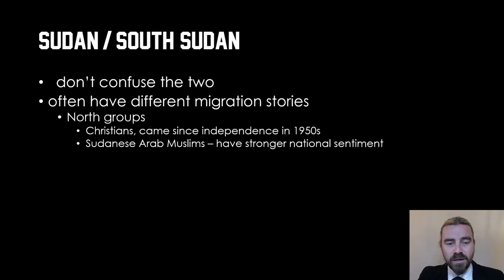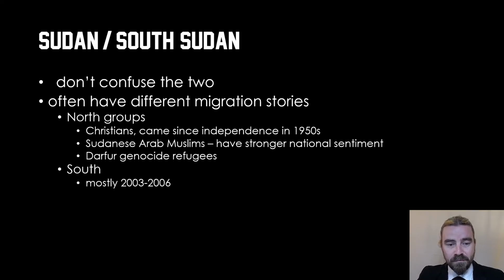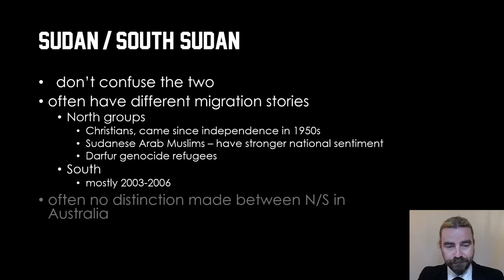So Sudanese Arab Muslims who have migrated to Australia have a stronger national sentiment than those from South Sudan. And then there was the Darfur genocide, which happened in Western Sudan, and a lot of people came to Australia as refugees because of that genocide. South groups, that's mostly from 2003 to 2006, as we saw on that last graph.